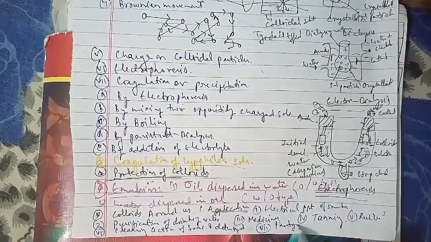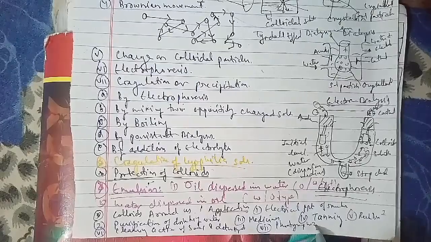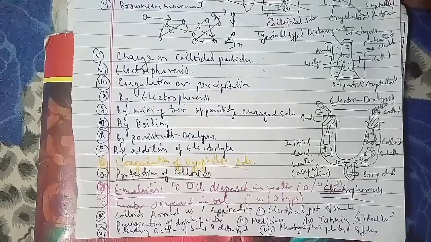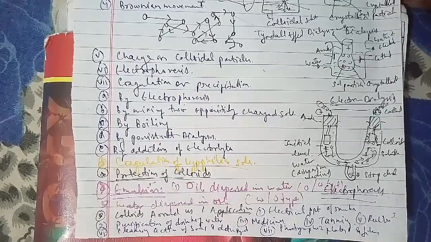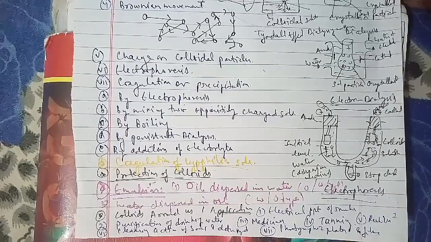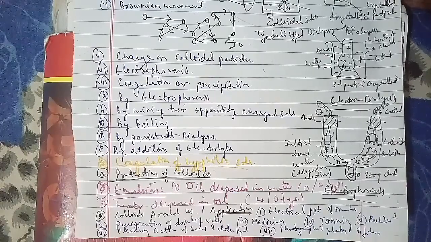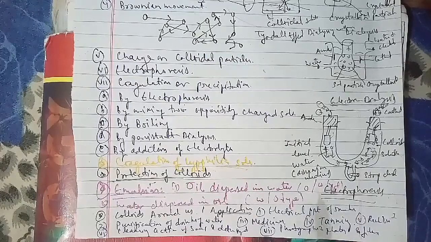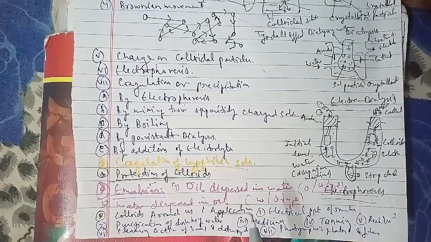Photographic plates and films are prepared by coating an emulsion of light-sensitive silver bromide in gelatin over glass plates and celluloid film. The last one is the eighth, which is industrial products. Paints, inks, synthetic plastics, rubber, graphite, lubricants, cements, etc. are also colloidal solutions.